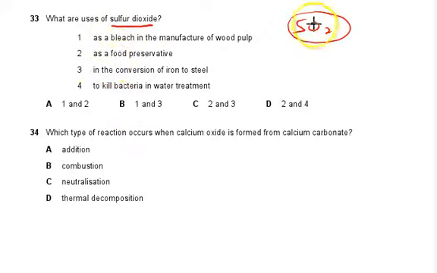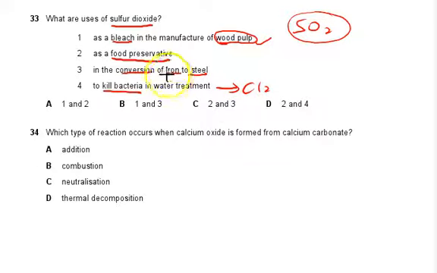So you can see sulfur dioxide as a food preservative, as a bleach in the manufacture of wood pulp. Yes, that is correct. Okay, in the conversion of iron to steel, we do not need sulfur dioxide. To kill bacteria, here is chlorine. So your best answer here will be A, 1 and 2.